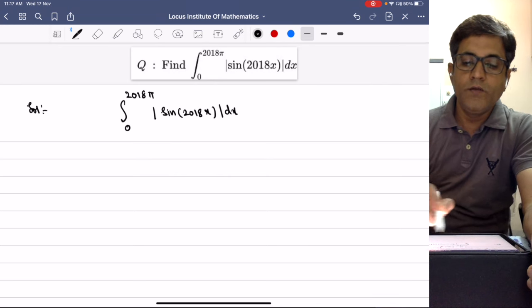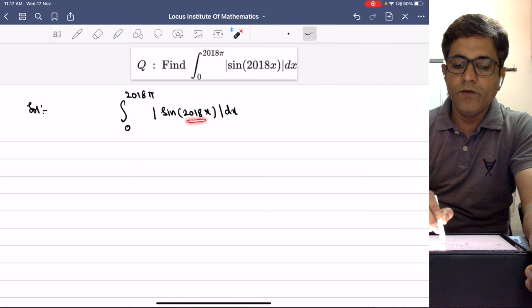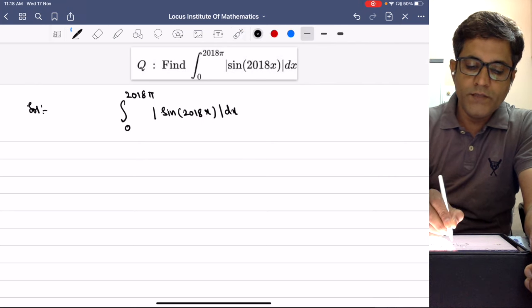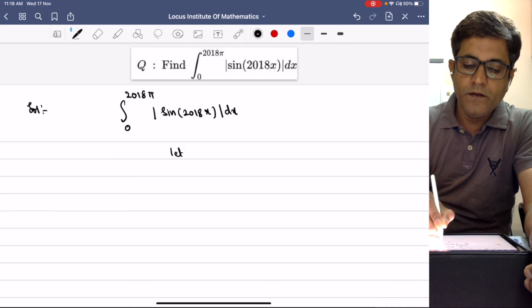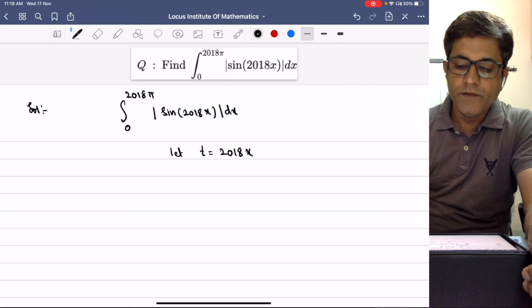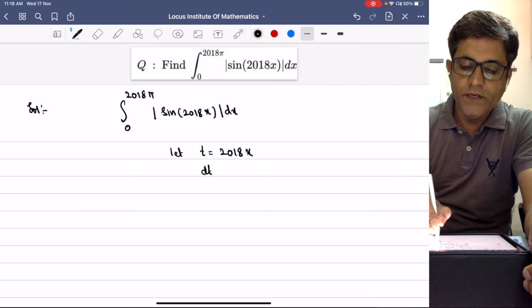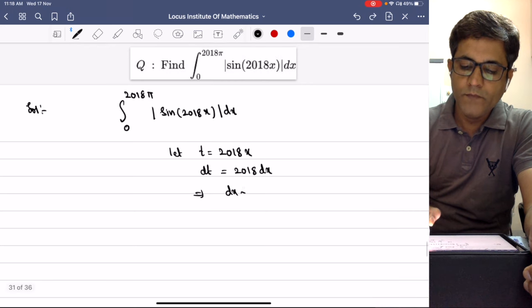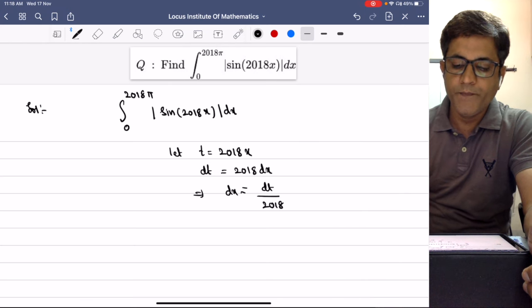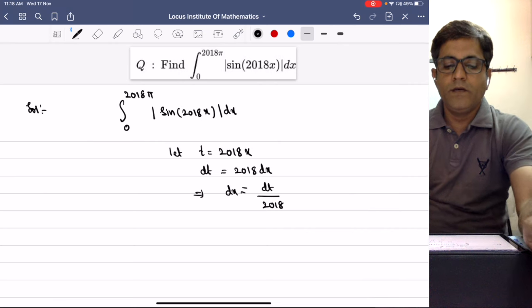Make the substitution: let t equal 2018x. From this, dt is equal to 2018 dx, which implies dx is equal to dt over 2018. Now we change the limits also.